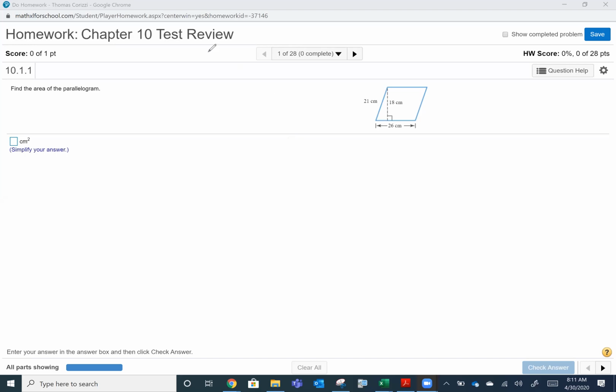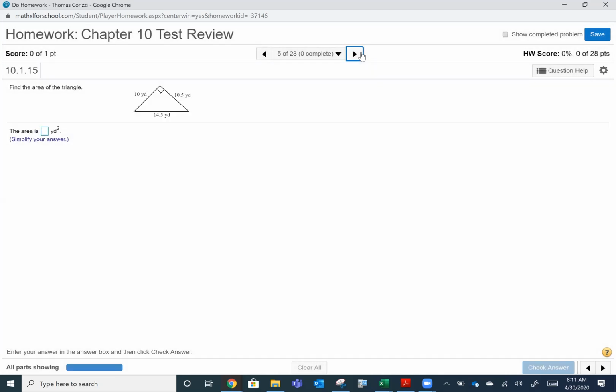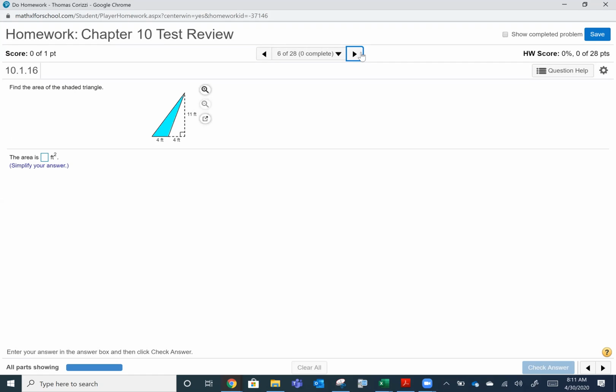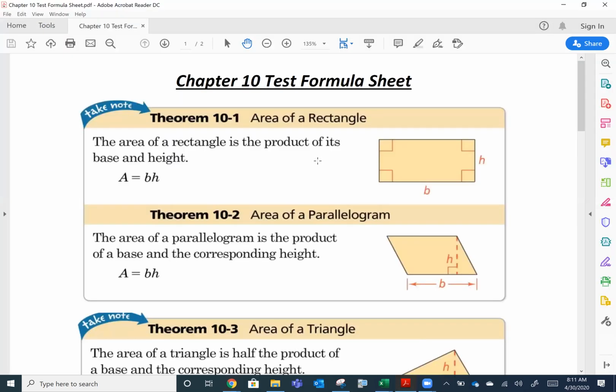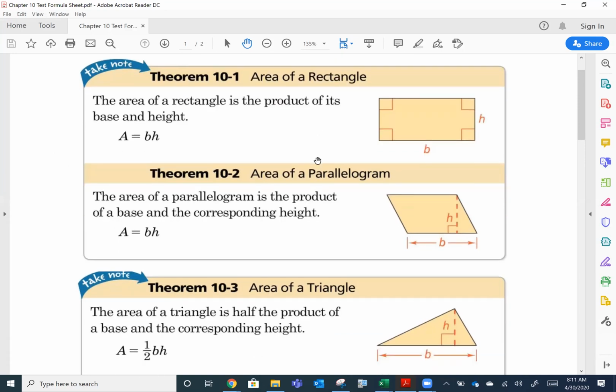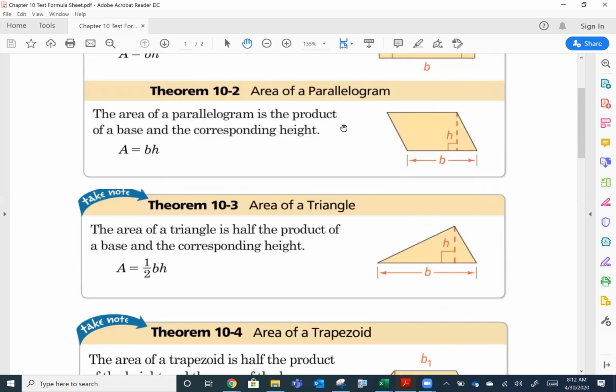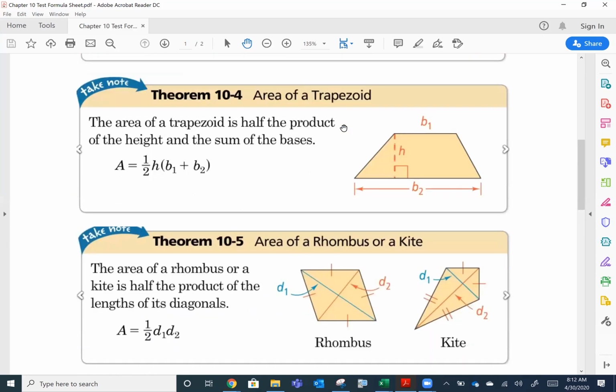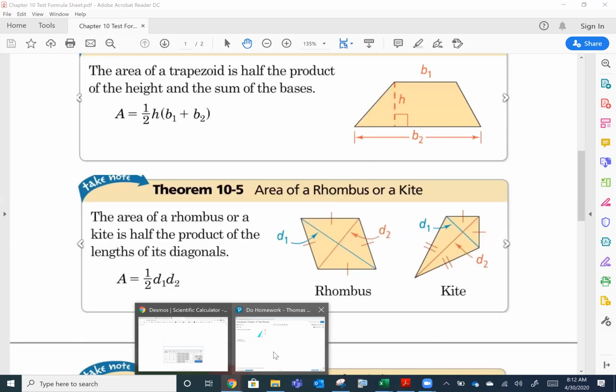All right, so I'm not going to go over the very basic problems. For instance, area of a parallelogram, I'm not going to go over. Area of a triangle, I'm not going to go over. That's all very basic problems. If you need the formulas for those, I posted the Chapter 10 test formula sheet. I also emailed it out to everybody Tuesday morning, where you have the formulas for area of a triangle, area of a rectangle, a parallelogram, area of a trapezoid I will cover, area of a rhombus I will cover very briefly.